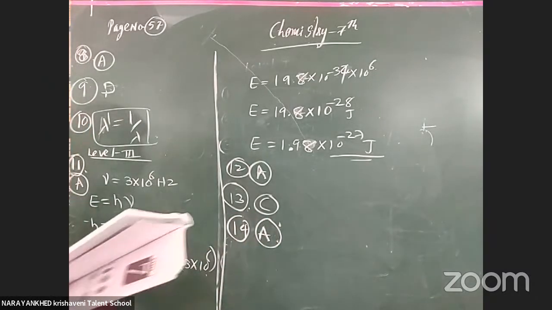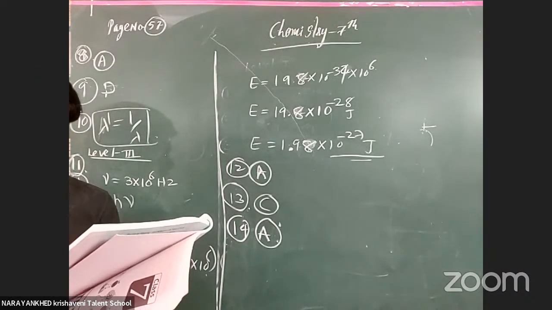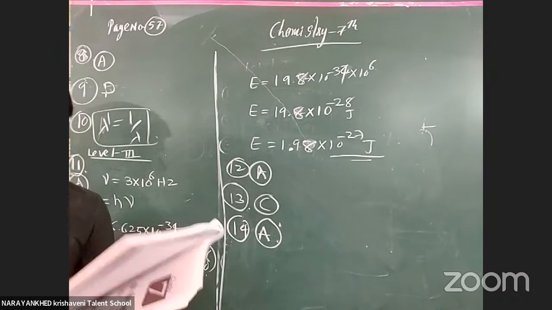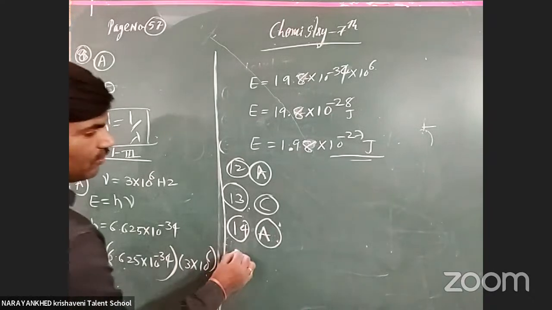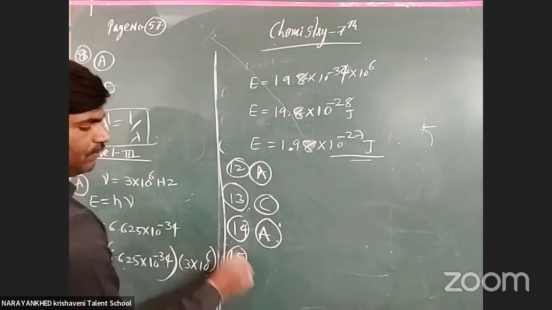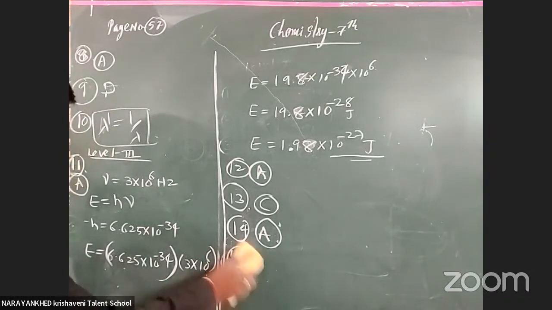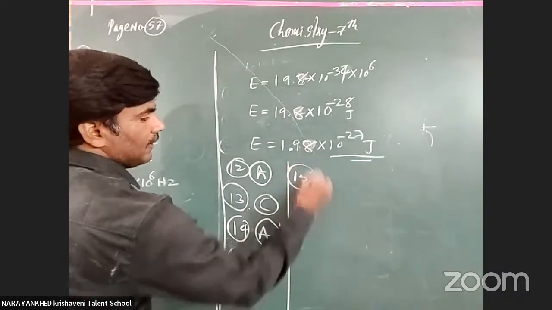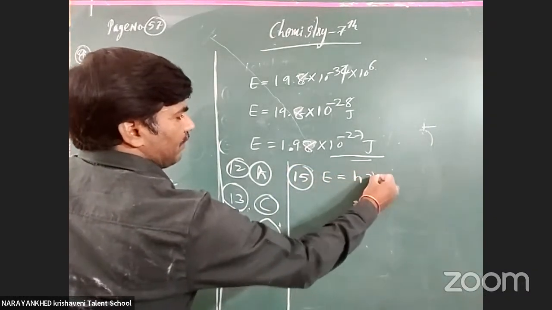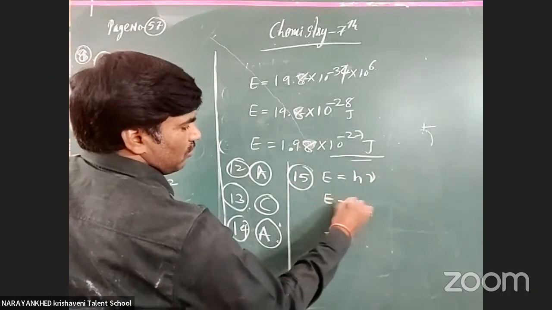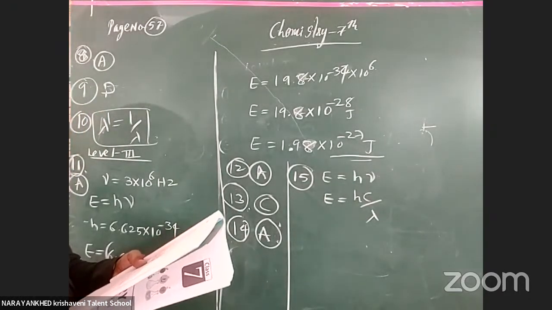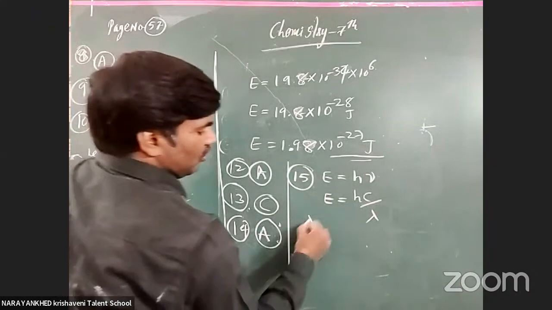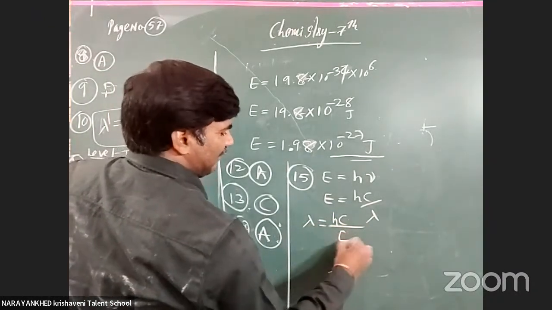Next, the 15th one. What is the wavelength of a photon whose energy is equal to 5.25 into 10 to the power of minus 19 joules? We have to find out the wavelength for it. E is equal to what? E is equal to h nu, and it is also written as E is equal to hc by lambda. The wavelength is required, lambda is required for us. So lambda is equal to hc by E.